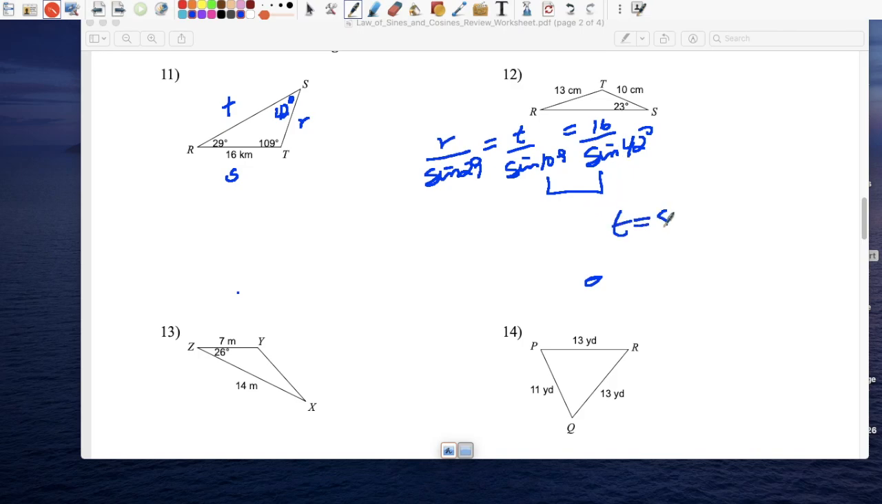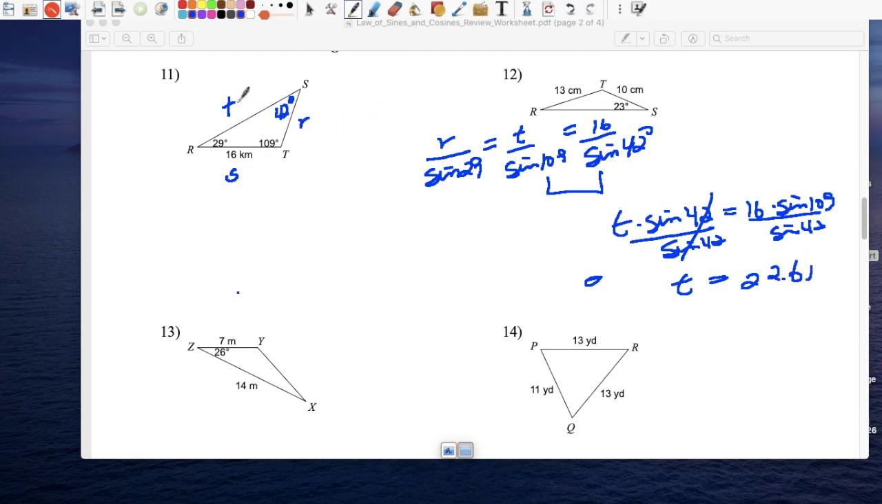So I get t times sine of 42 equals 16 times sine of 109. And divide both sides by sine of 42. That goes away, and t is going to be 16 times sine of 109 over sine of 42, and t is going to be 22.61. So let me go to the picture: t equals 22.61.